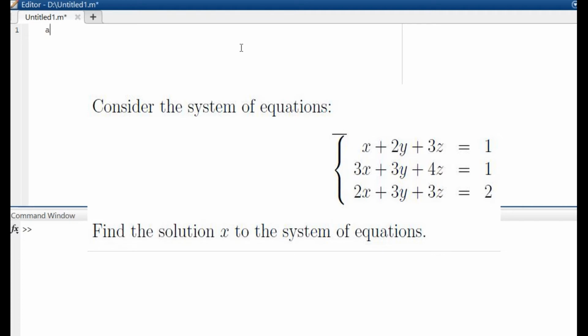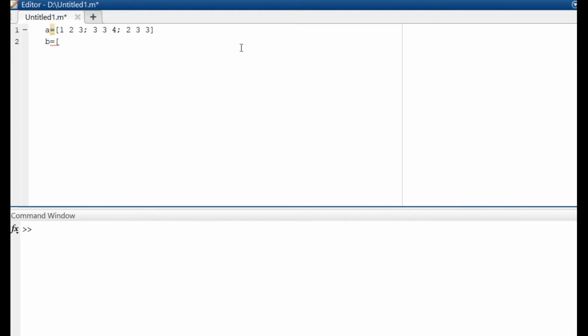Just writing it in matrix form: A equals, in brackets, just writing the integers only, 1, 2, 3, semicolon, 3, 3, 4, semicolon, 2, 3, 3. And B is written the same way: 1, semicolon, 1, semicolon, 2, closing the bracket. Now C equals A slash B, which we need to print on the command window.